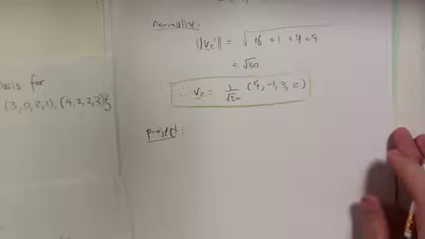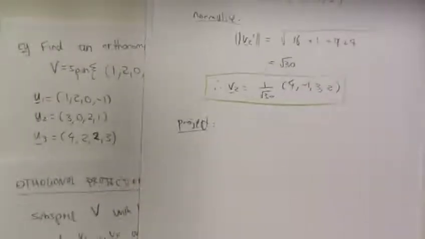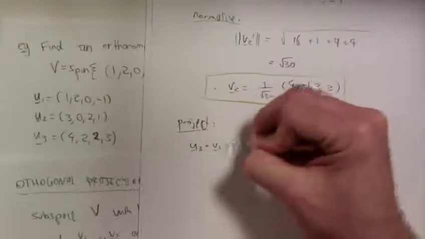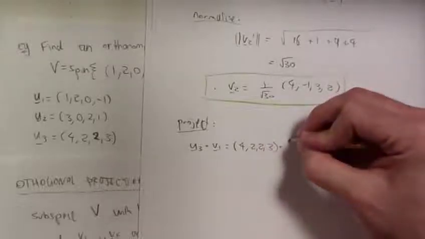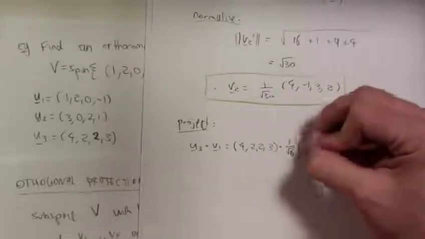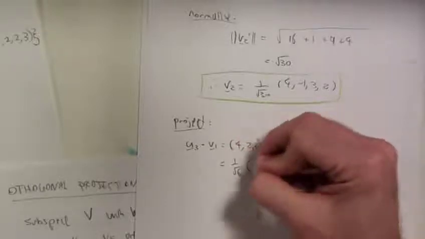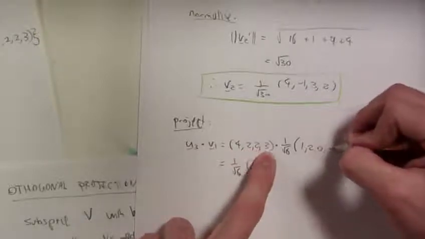So I have to project U3, which is here, onto the 2 vectors that I already have made. So let's figure out the dot products. U3 dot V1 will be 4, 2, 2, 3 dot, and V1 was 1 on root 6, 1, 2, 0, minus 1. 4 plus 2 is 8. Minus 3 is 5.